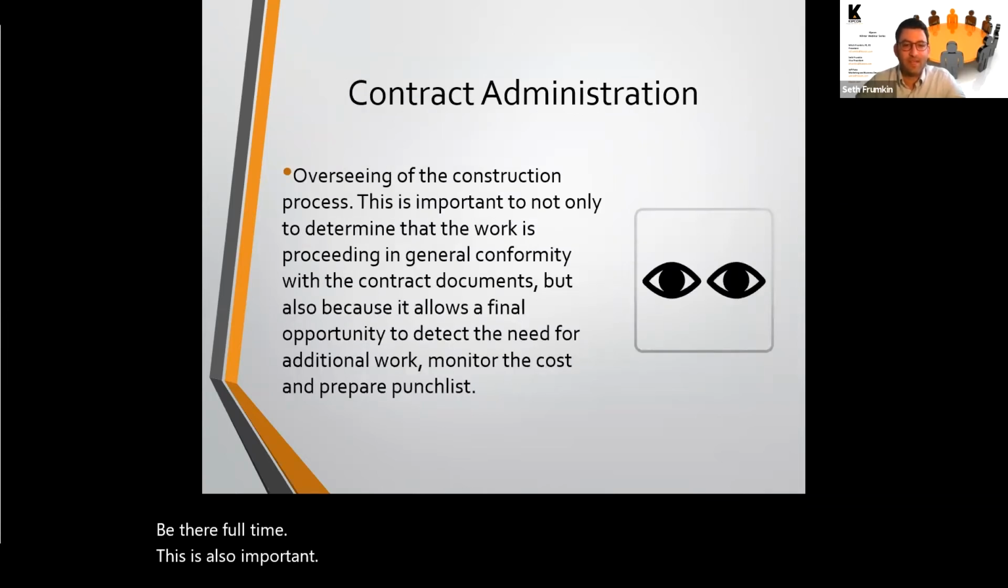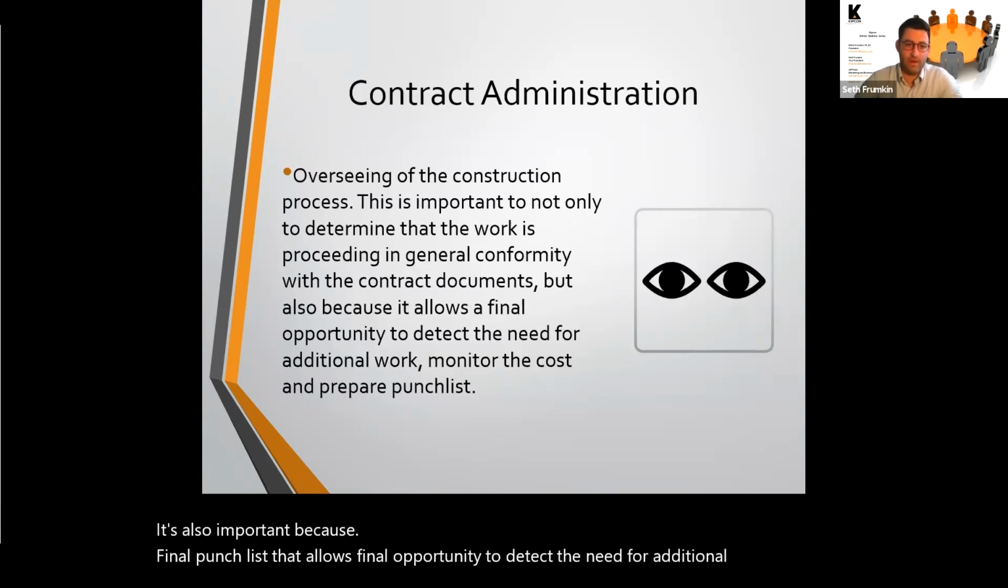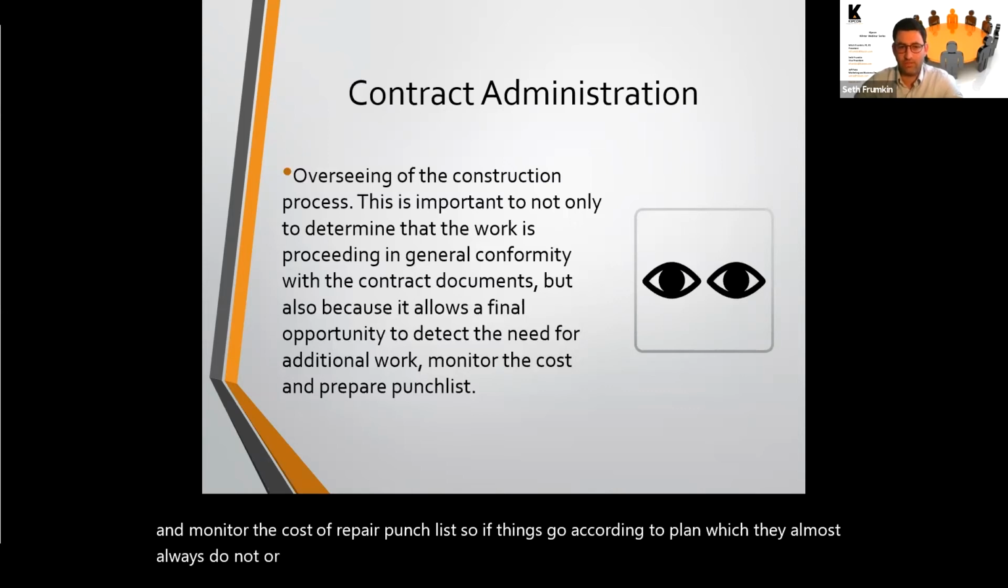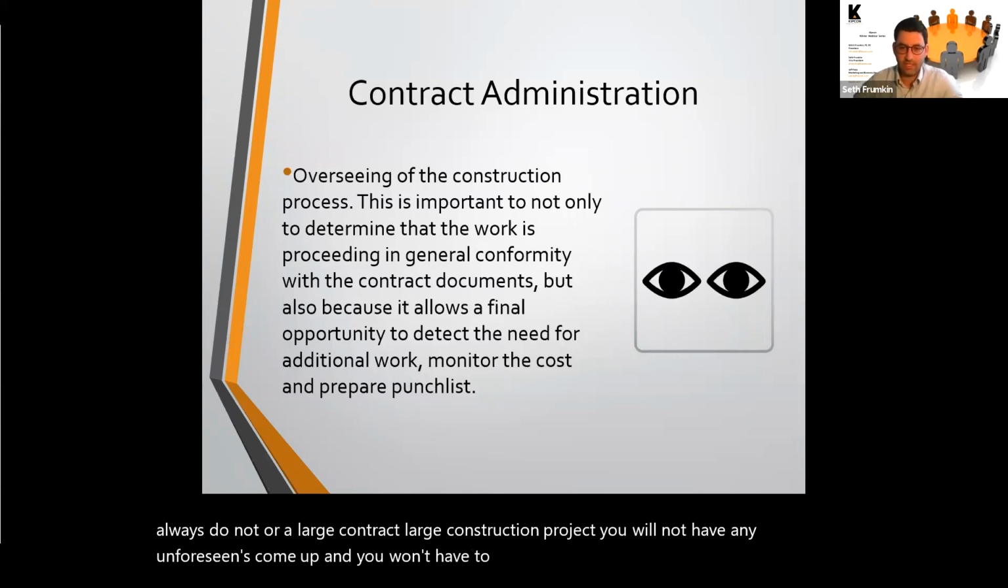Thanks. But it's also important because for a final punch list, it allows a final opportunity to detect the need for additional work, monitor the costs, and prepare a punch list. So, if things go according to plan, which they almost always do not, for a large construction project, you will not have any unforeseens come up, and you won't have to tap into the unit cost pricing. But most of the time, that does happen.